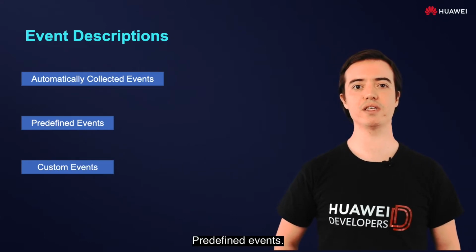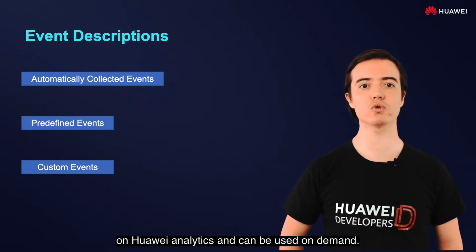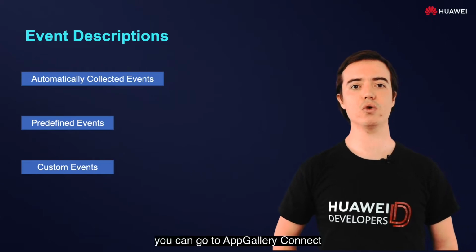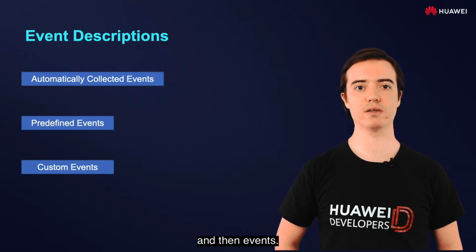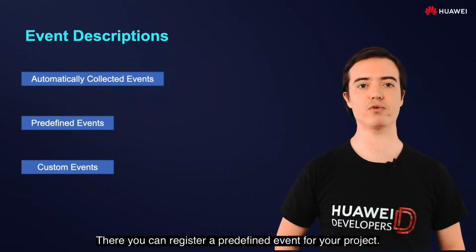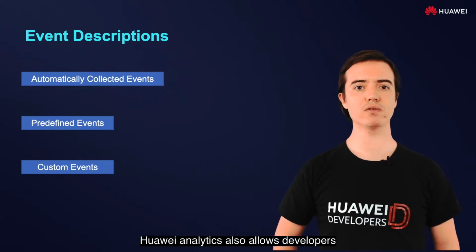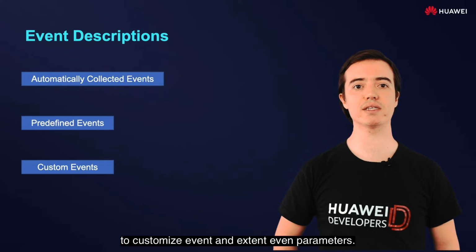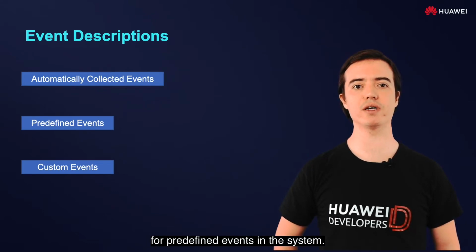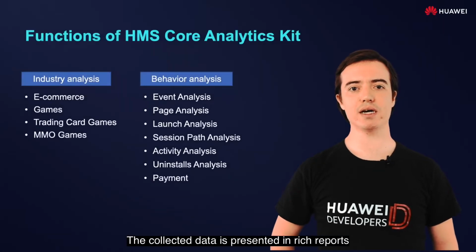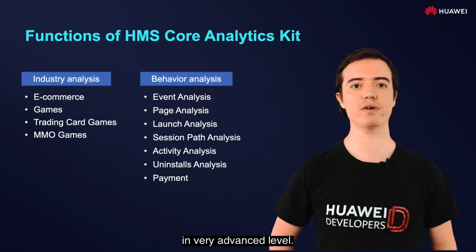2. Predefined events. This set of events are predefined on Huawei Analytics and can be used on demand. After coding, you can go to App Gallery Connect and follow Huawei Analytics, Management, and then Events. There, you can register a predefined event for your project. 3. Custom events. Huawei Analytics also allows developers to customize events and even extend parameters. What is more, you can add personalized parameters for predefined events in the system. The collected data is presented in rich reports and allows developers to perform data analysis at a very advanced level.